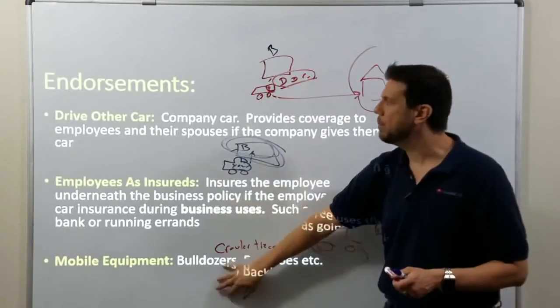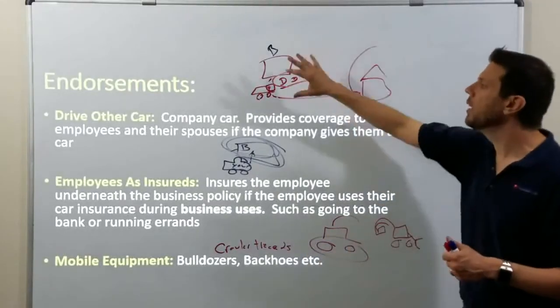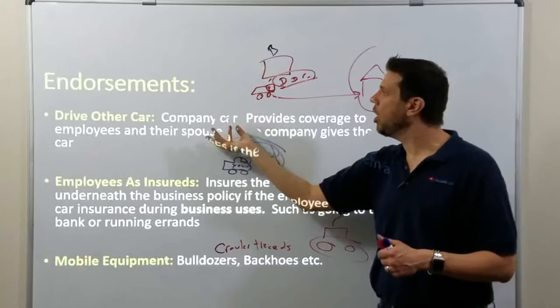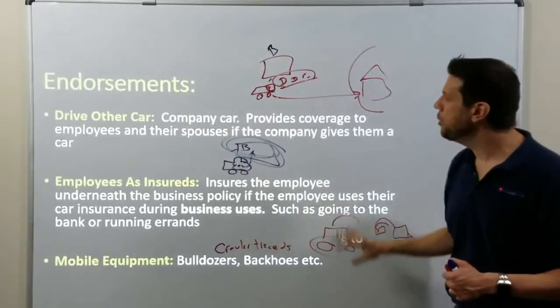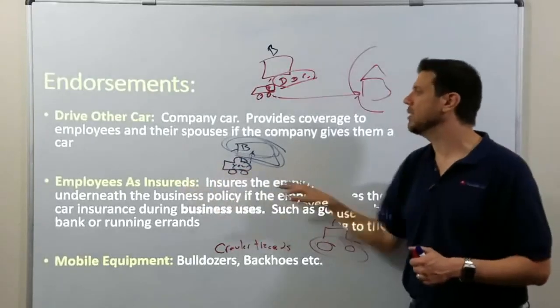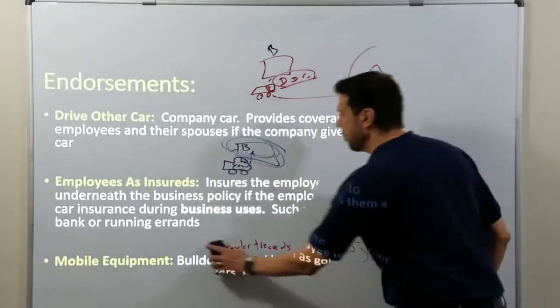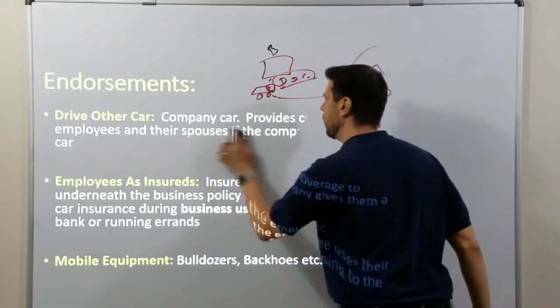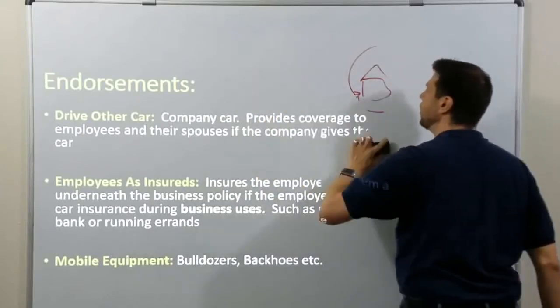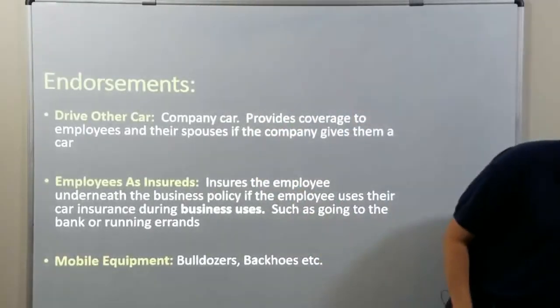These will likely be on your test. They will say, so-and-so's company provides them with a company car that they take home. The company has drive other car. If you use your vehicle, that's employees as insureds. And if you have contractors' equipment, then that's going to fall under mobile equipment. That allows you to drive that on the road. It doesn't mean it's legal. That just means you're covered if something happens to the equipment.